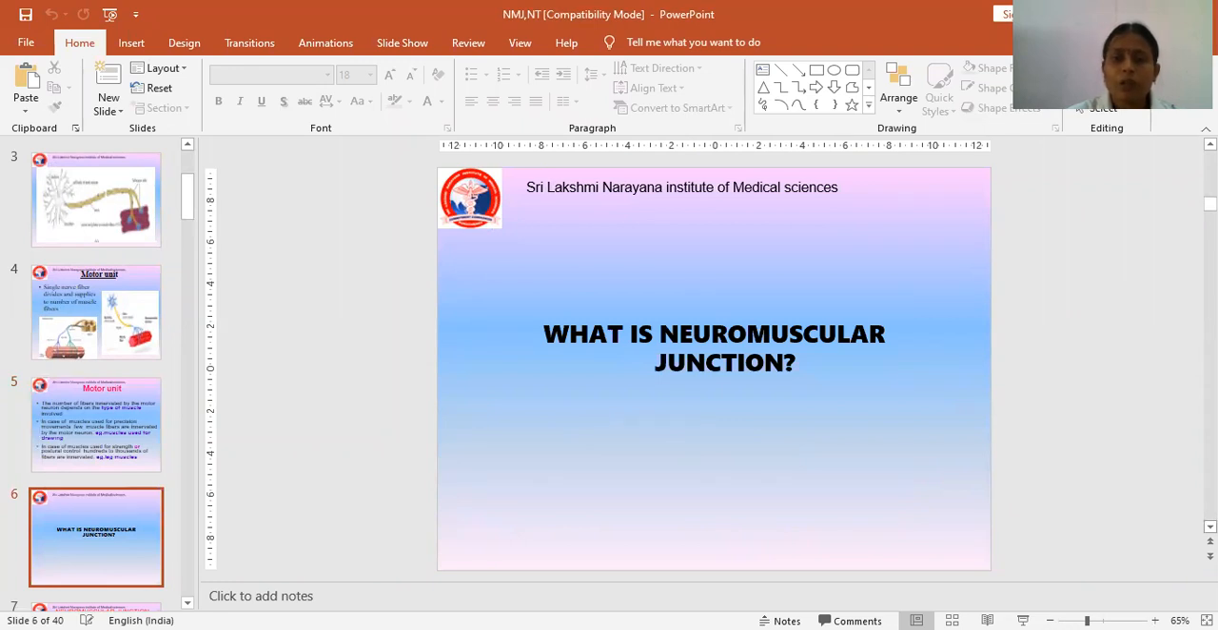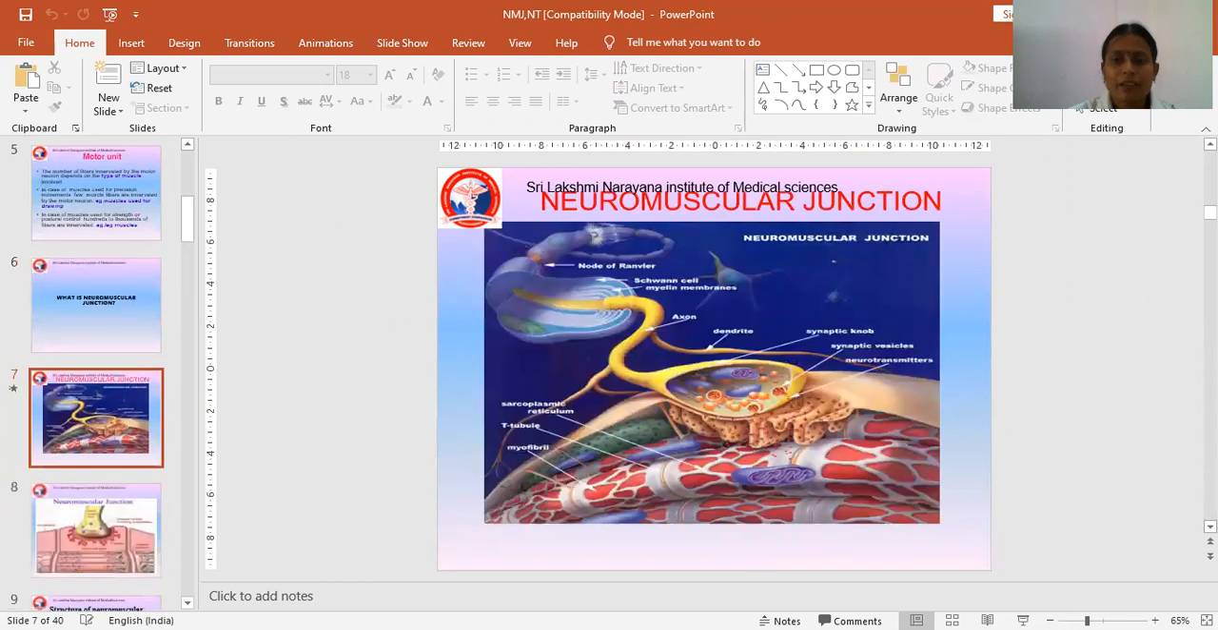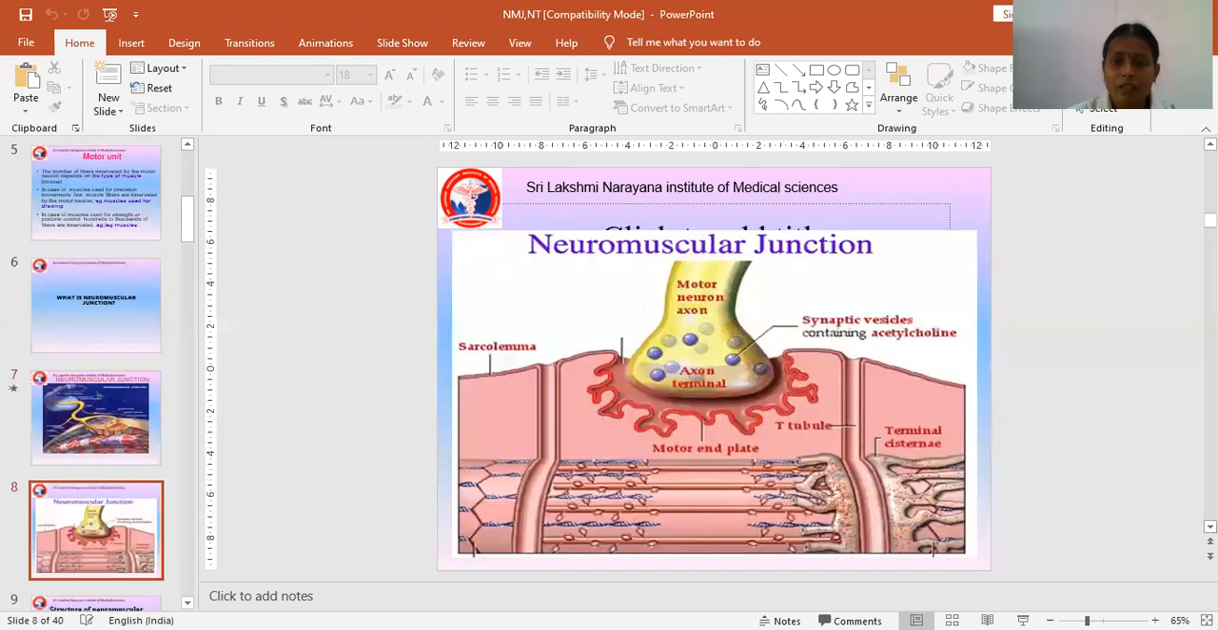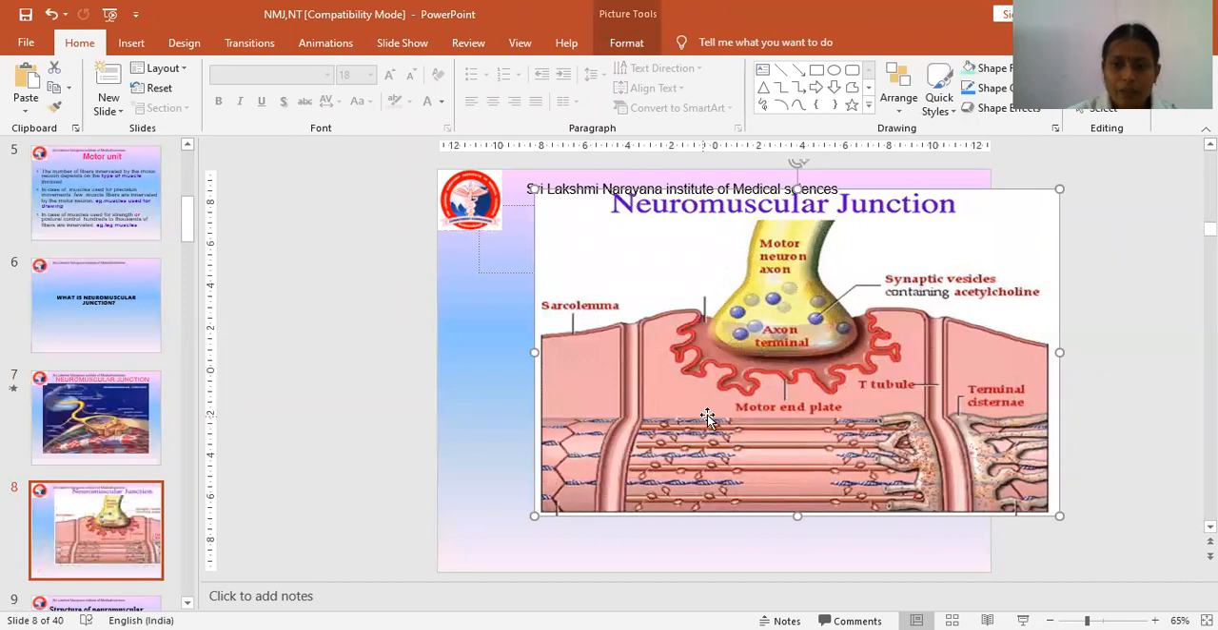Now we'll come to the topic. What is the neuromuscular junction? It is a connection between the nerve terminal and the muscle fiber. It is a junction between the nerve terminal and the muscle fiber. That is called the neuromuscular junction. This is the picture showing the neuromuscular junction. This is the nerve terminal and it ends on the muscle fiber.